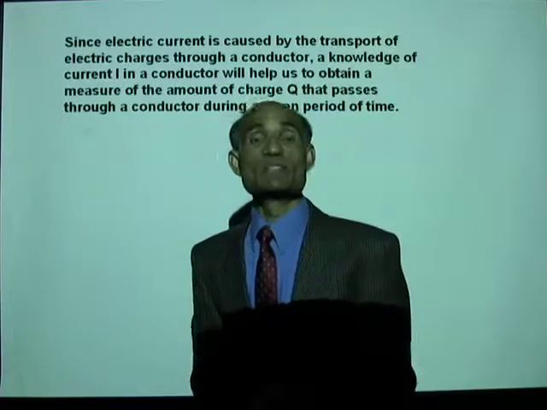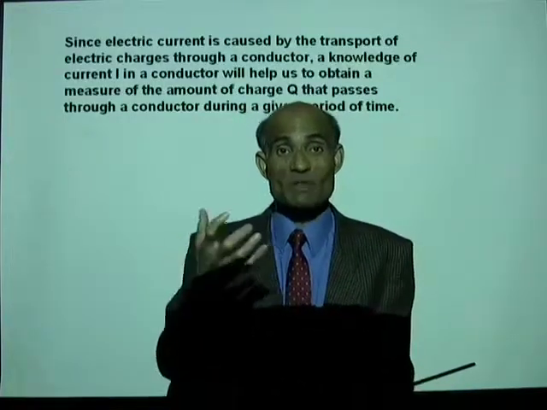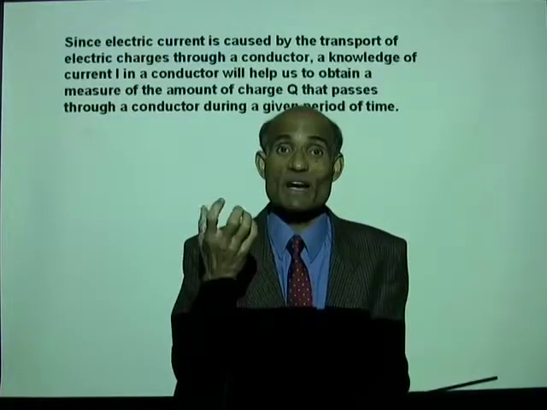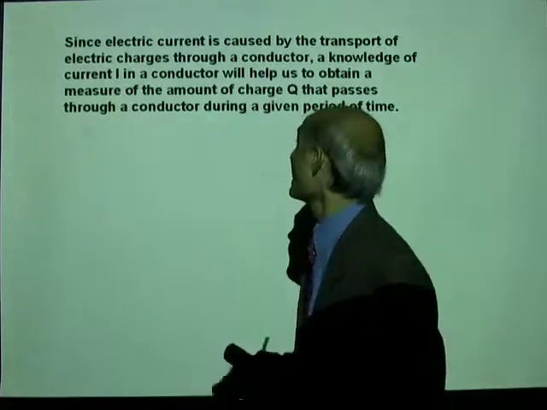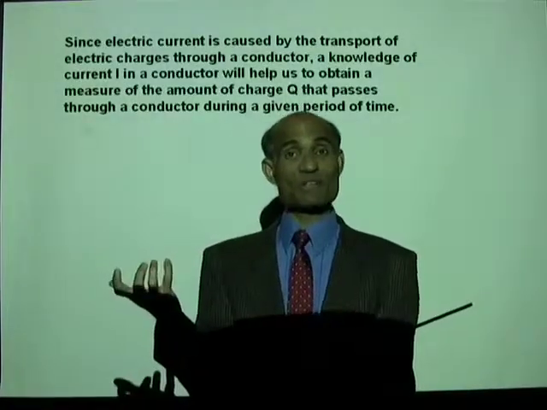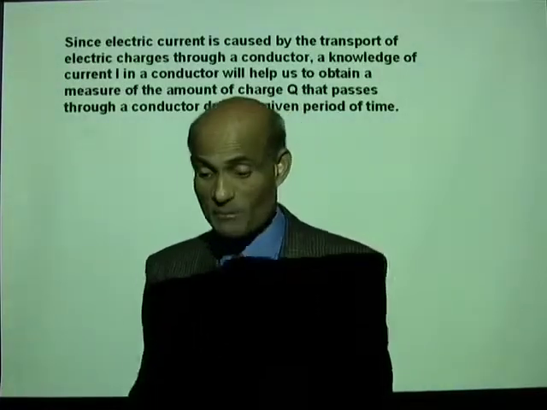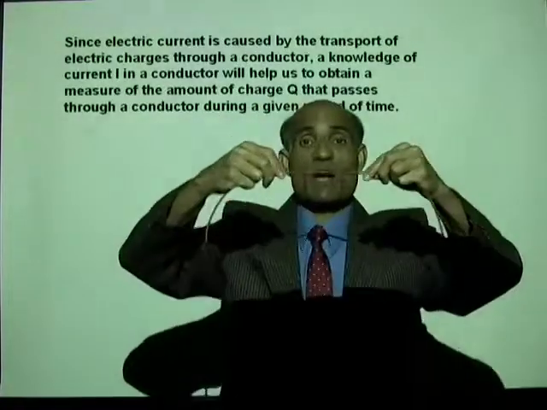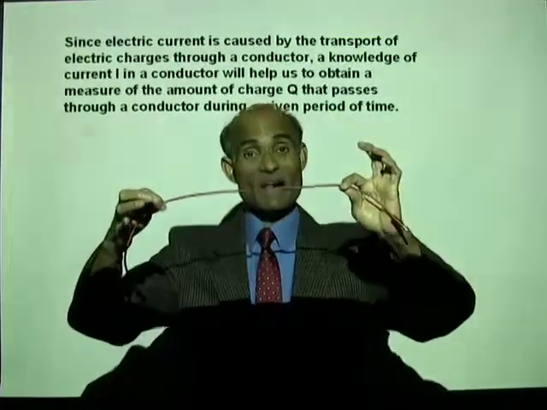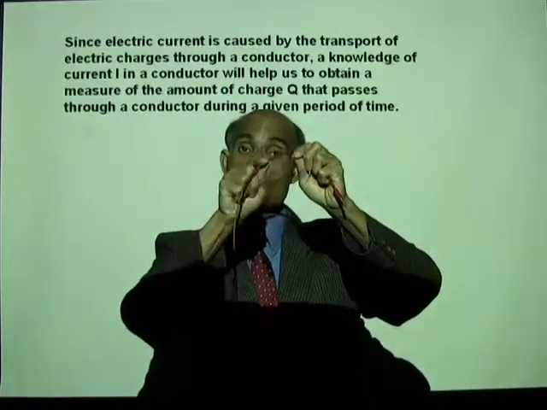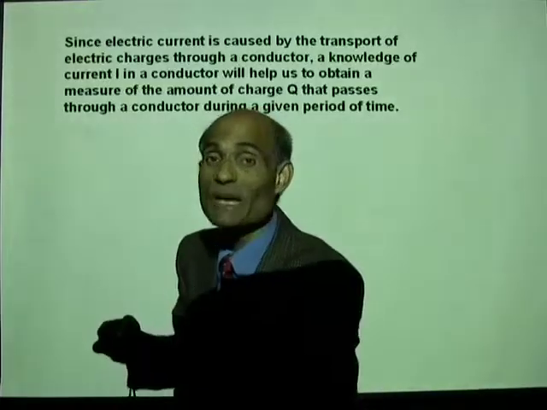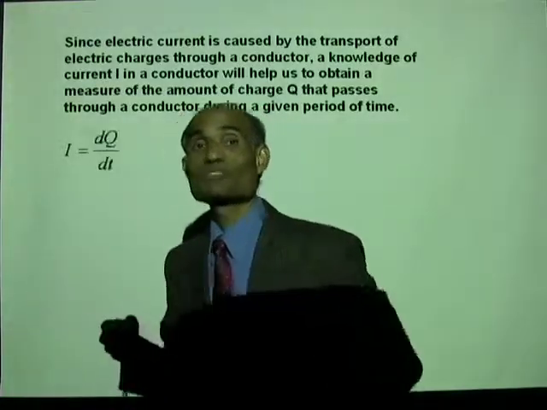Alright. Since electric current is caused by the transport of electric charges through a conductor, a knowledge of current I in a conductor will help us to obtain a measure of the amount of charge that passes through the conductor during a given period of time. So, if I can measure the current in this conductor for a certain period of time, then I can calculate the total amount of charge that passed through this conductor. Is that right? Because current is the rate at which electric charges pass through the conductor.